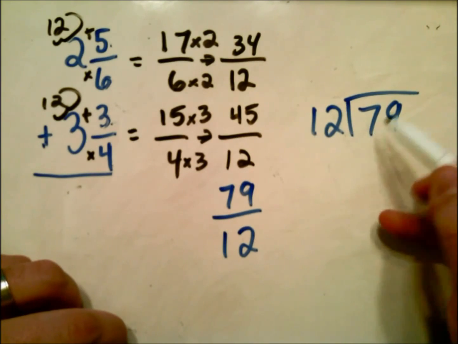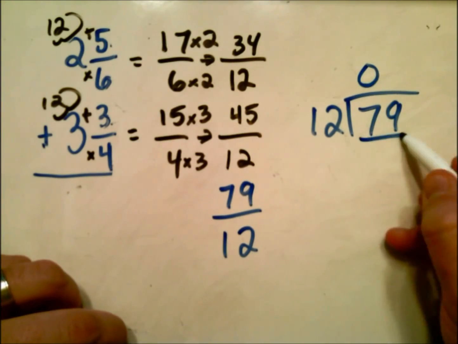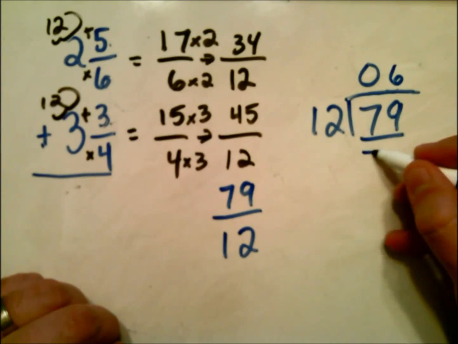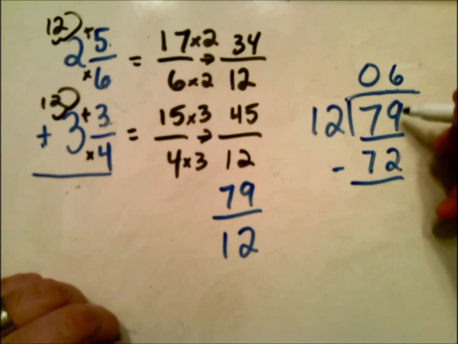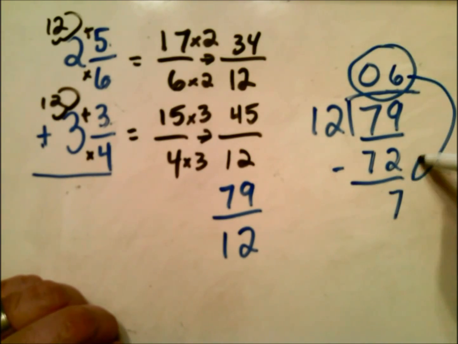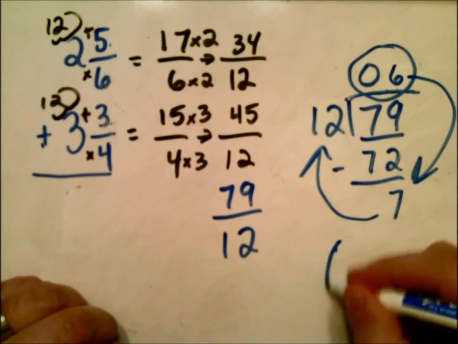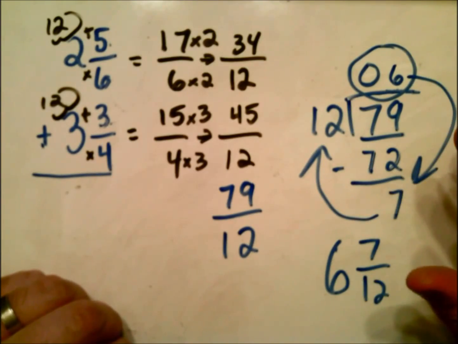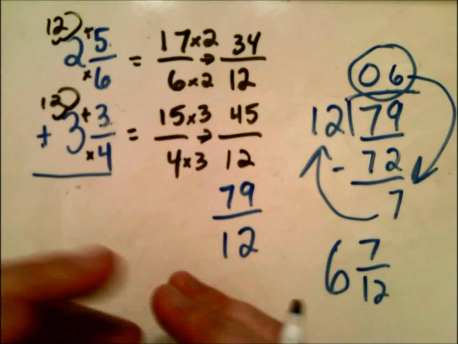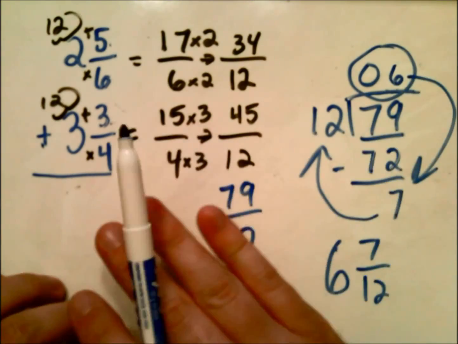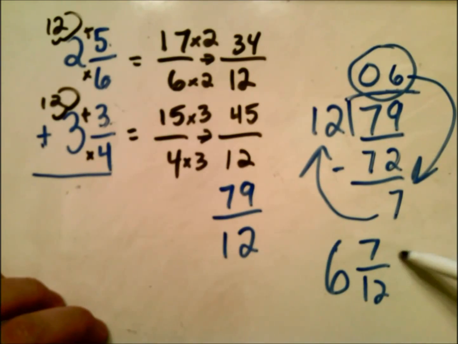How many times does 12 go into 7? 0 times. How many times does 12 go into 79? It goes in 6 times. 6 times 12 is 72. We subtract, we get 7. So our answer here is 6 and 7 twelfths. And if you remember from the last time, this is the same answer we got. It's kind of easy on the back end because there's less of the adding parts here and parts there, but it keeps it all one thing. It's a lot of steps all the way, but we do get the same answer that we did previously.